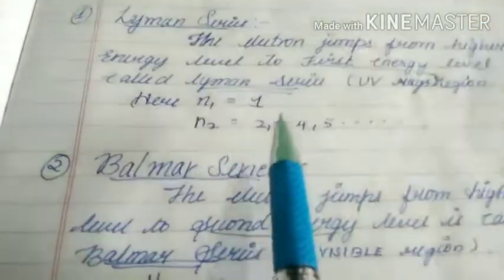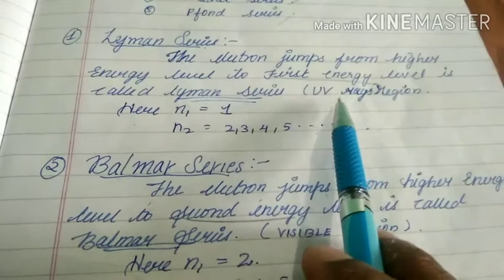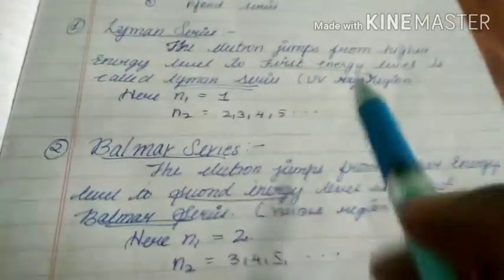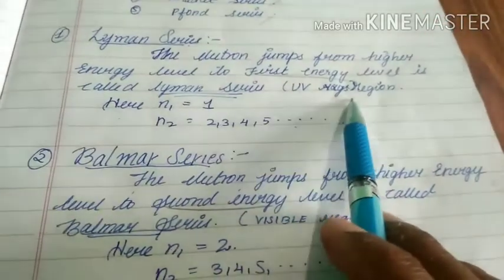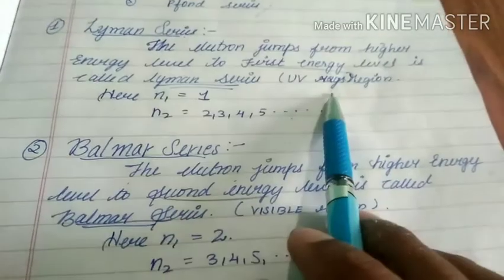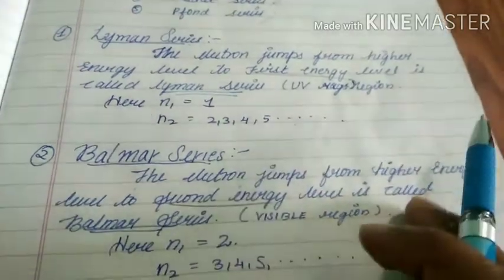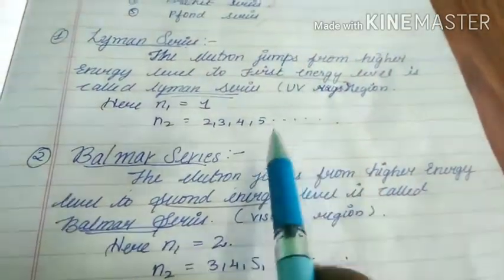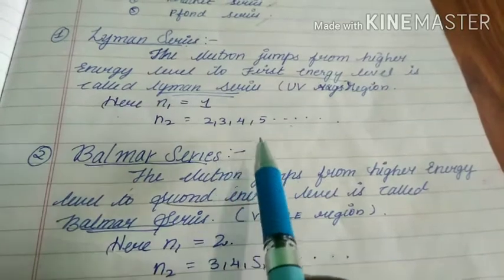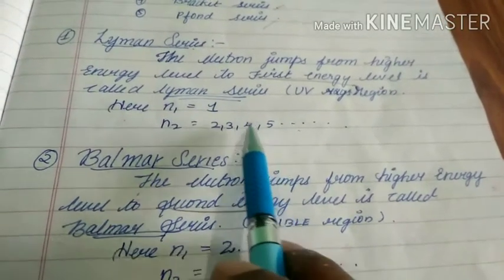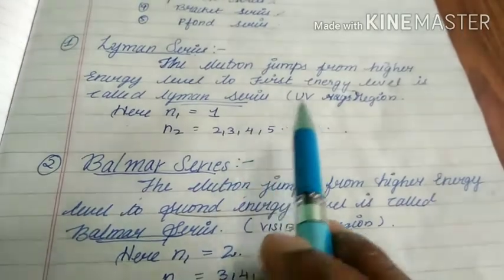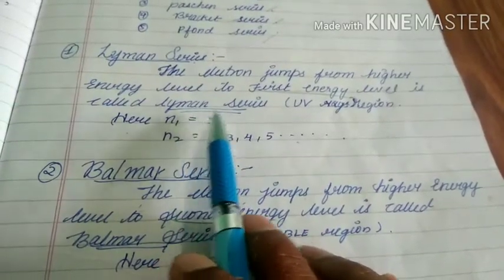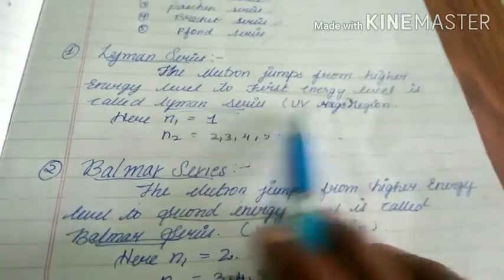Here one more important point is that the Lyman series is present in the UV region, nothing but the ultraviolet region. How can we say that? Experimentally, this UV region has some wavelength and some energy. When the electron jumps from a higher level to the first level and we find its wavelength or energy, then that wavelength or energy is equal to that of UV rays. That is why the Lyman series is present in the UV region. That is the meaning of that point.